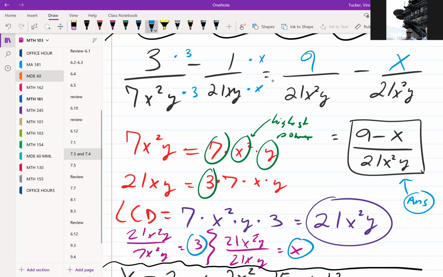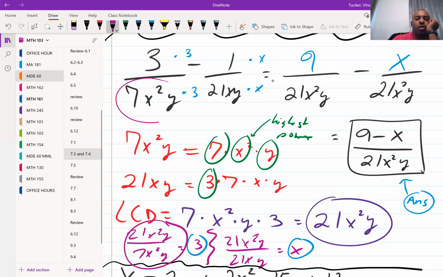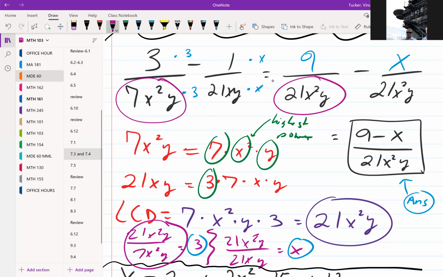Mr. Tucker, yep. I'm not sure where along the lines I missed this, but at the very bottom you solve 21x squared y over 7x squared y is equal to 3. Why is it you're taking that back up and applying that to the original problem? I guess I'm missing that somewhere. Oh, not a problem. The reason why you do this is because you want to know, what do I multiply to this in order to get this? Oh, gotcha. Okay. Yeah, we're just trying to get the denominators the same. Okay, gotcha. It's all good.